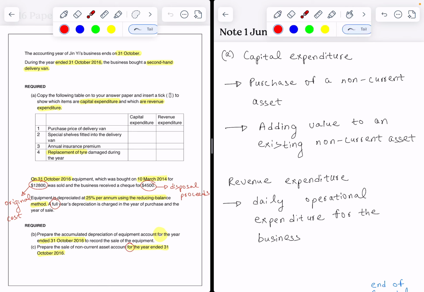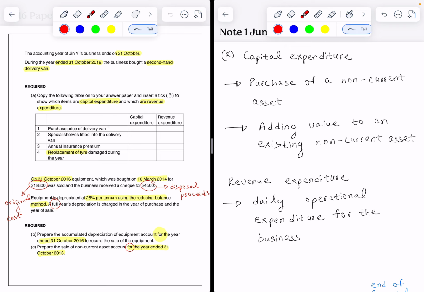Capital expenditure is when we buy or purchase a non-current asset or when we add value to an existing non-current asset. So on that basis, if we were to look at the first example here, purchase of a delivery van refers to purchase of a non-current asset for the purpose of usage within the business that will help the business generate more revenue. Therefore, this falls within the definition of a capital expenditure, where we are buying a non-current asset.